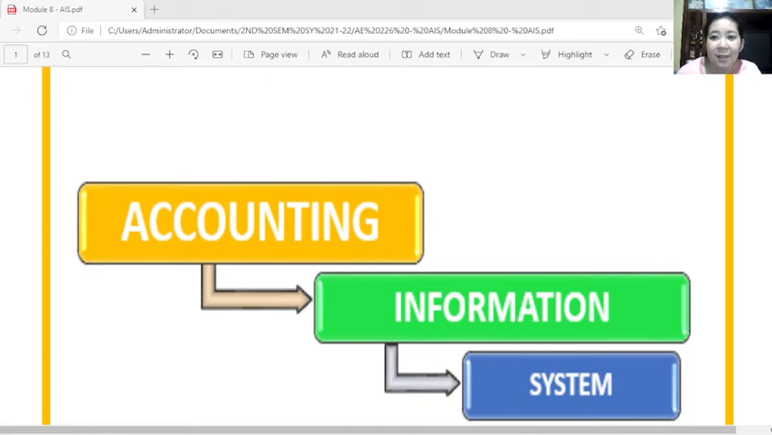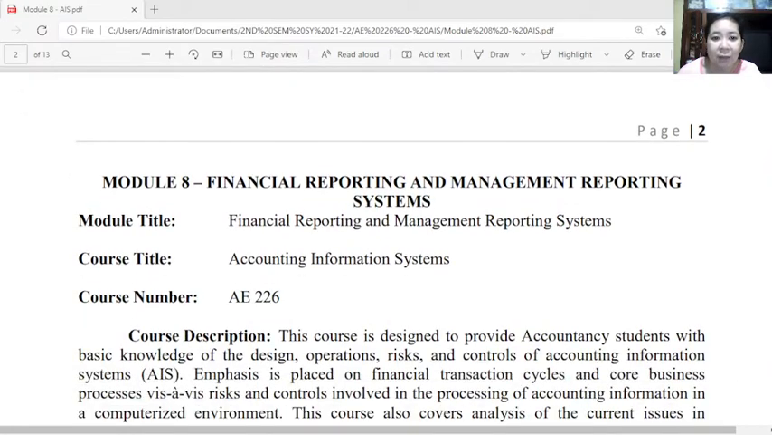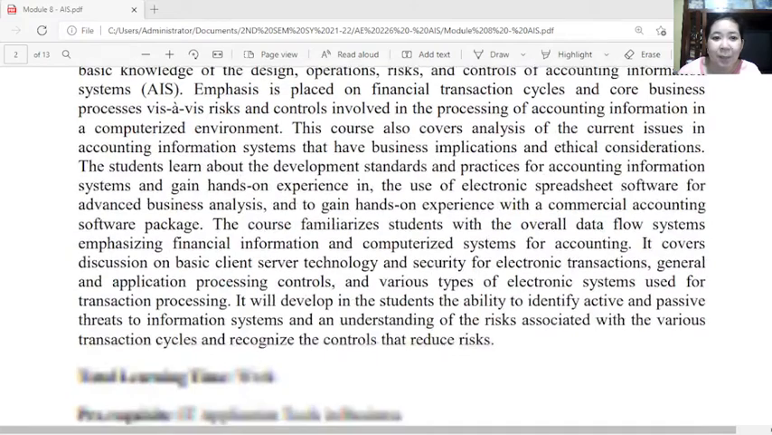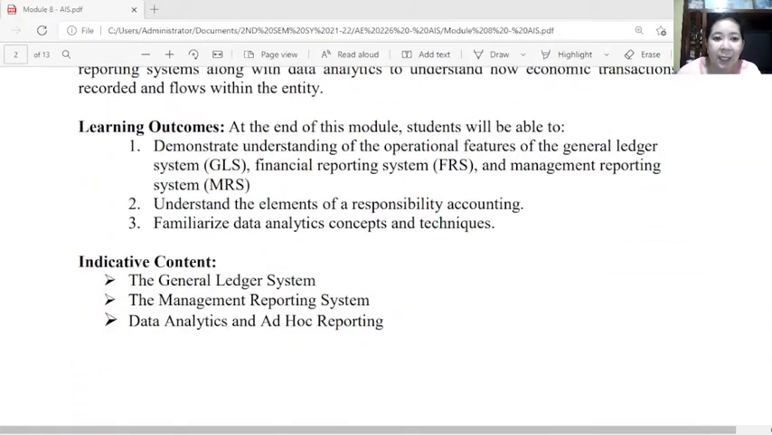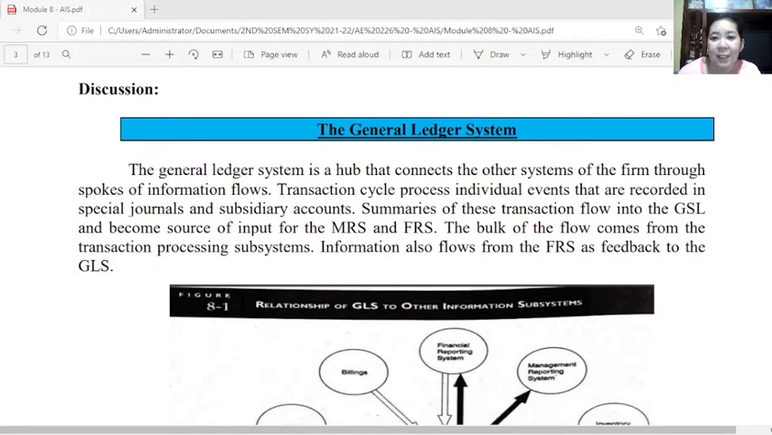Okay, so this next video lecture is about our module number 8. This is entitled Financial Reporting and Management Reporting Systems. Basically, we will be discussing the general ledger system, the management reporting system, and data analytics and ad hoc reporting. To start with, let us discuss the general ledger system.